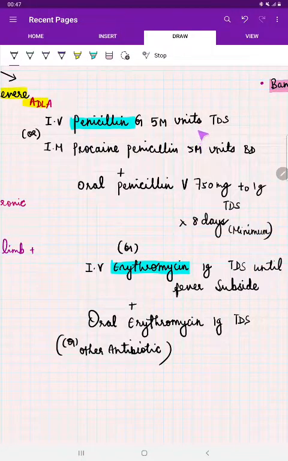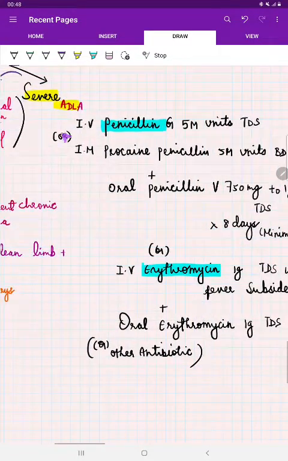Apart from that, after the fever is cured, no, then we need to give oral penicillin V. That is penicillin V, 750 milligram to 1 gram TDS. A minimum of 8 days treatment is needed for severe disease. Or if there is penicillin allergy, you can give IV erythromycin 1 gram TDS until fever subsides. And then if fever subsides, then you can give oral erythromycin 1 gram TDS. If erythromycin is not there, you can use other antibiotics also. This is for severe ADLA.